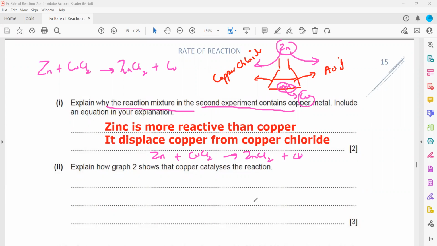So the reason for having the copper is because the copper is displaced by the zinc. As a result, copper metal is formed. Copper is displaced from copper chloride, like zinc displaces the copper and it forms zinc chloride and copper metal. That's why in the mixture there is copper metal. The question is not what is the role of copper. The question is why there is copper in the second mixture.